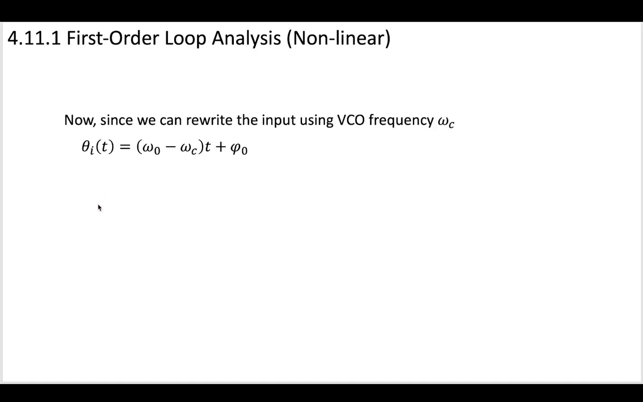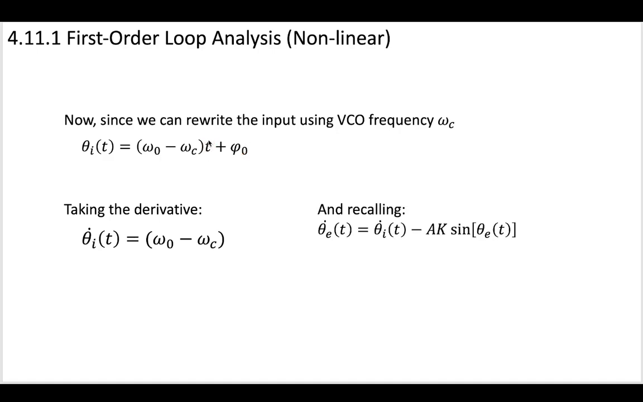Since we can rewrite the input frequency using the VCO, this is back to our same old tricks, where at our input we have some received frequency that's different from the VCO free running frequency, and some phase difference. If we took the derivative of the input, this is constant, so it's going to go away, and then this t is also going to go away. So the input derivative is equal to this. Recalling that the error derivative is equal to the input derivative minus the output derivative, now we can substitute this in and arrive at a final expression for the derivative of the error.